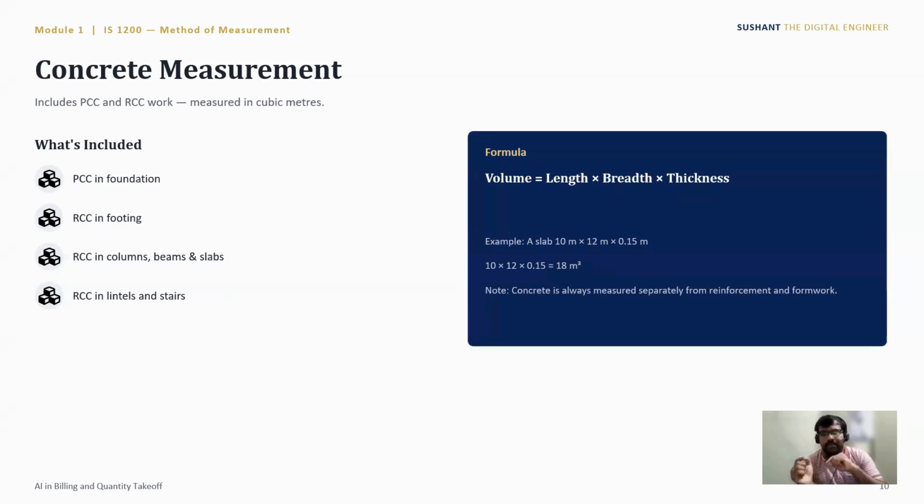RCC in columns, beams and slab, and RCC in lintels and stairs. Why is it bifurcated like this? Because the mix design for footing and the mix design for lintels differ. Sometimes they use a lesser mix design, lesser strength concrete, for secondary structures, for lintels, stair beams and light structures. Got it?